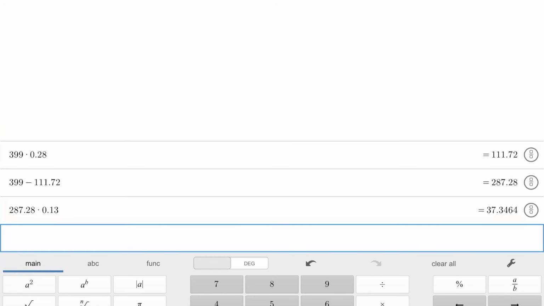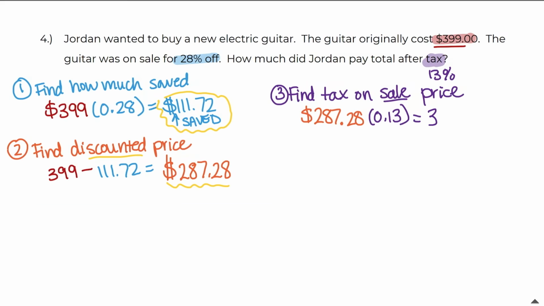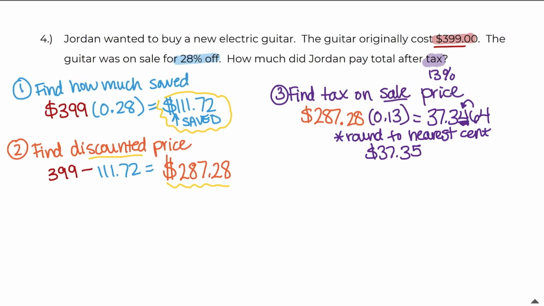So here I get 37.3464, and I'll write this down. But we're talking about money, so we round to the nearest cent. And this 4 right here is the nearest cent, and the 6 comes after it. So that tells us what to do with this 4. And if it's 5 and above, you give it a shove up. So this is going to be $37.35. This 4 becomes a 5 because the 6 bumps this 4 up.